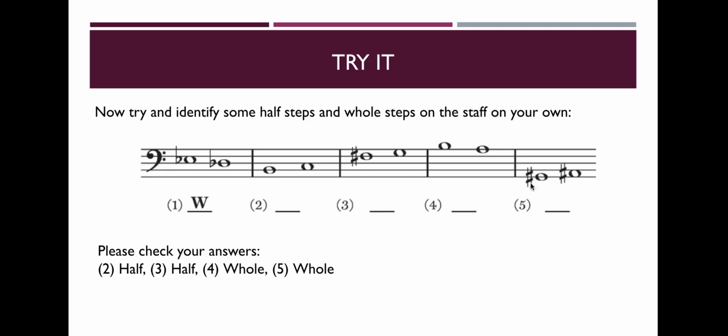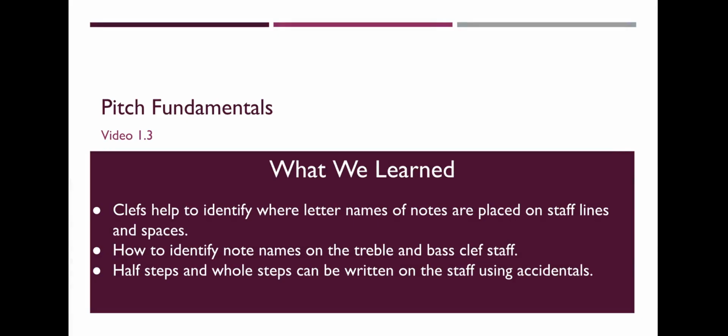Remembering our exceptions to that accidental or no accidental rule would typically be letter names E and F and C and B. So a little recap of what we learned here. Clefs help us to identify where letter names of notes are placed on the staff, on lines and spaces, how to identify note names on the treble and bass clef staff, and half steps and whole steps can be written on the staff using accidentals.